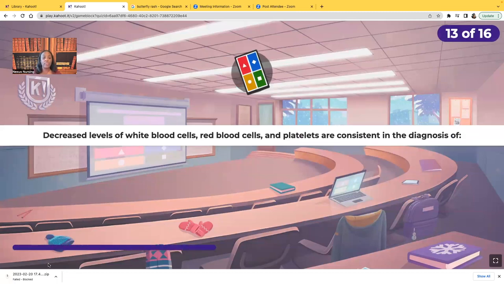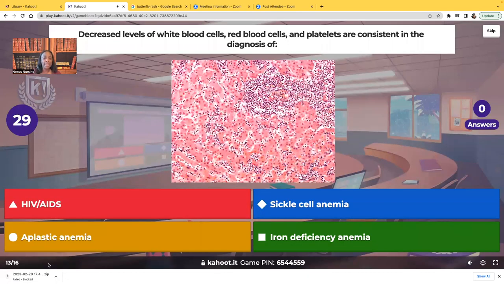Decreased levels of WBCs, RBCs, and platelets are consistent with which diagnosis? Is it HIV/AIDS, sickle cell anemia, aplastic anemia, or iron deficiency anemia?